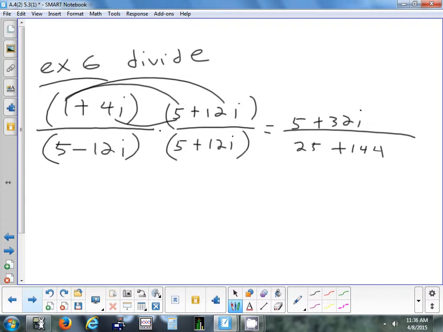Okay, last part is 4i times 12i. What is it? 48 i squared. So you can do 4 times 12 is 48, and then i times i is i squared. We'll just leave it like that for now. So we have positive 48i squared.